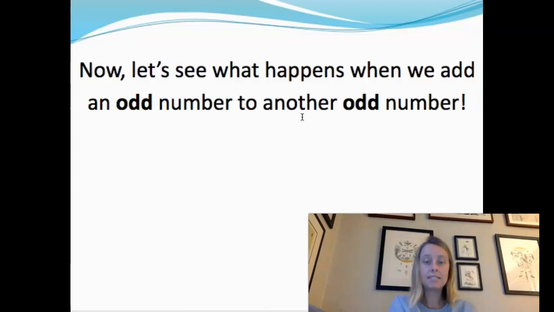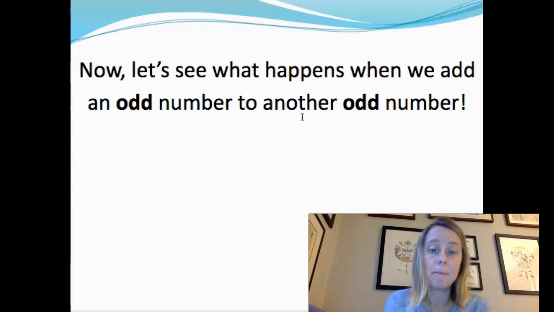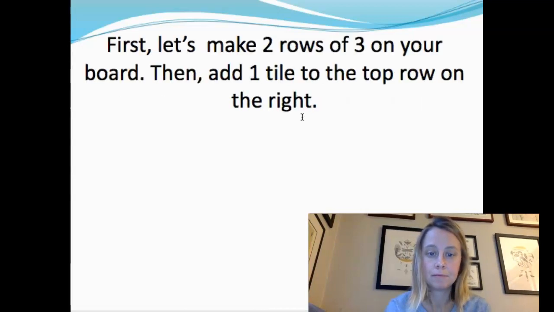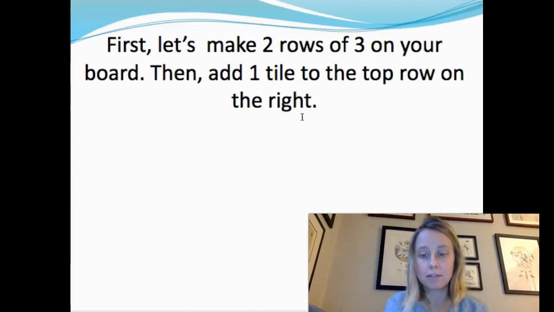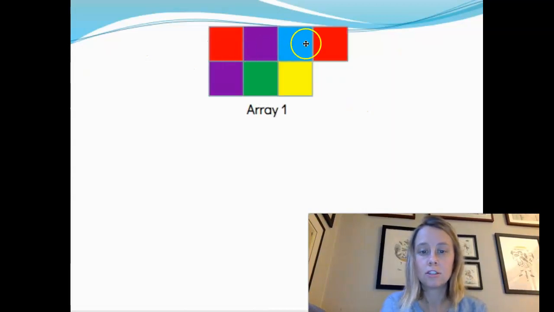Okay, last one. Let's see what happens when we add an odd number to another odd number. First, we're going to make an array with 2 rows of 3 and then add 1 tile to the top right row. So this is just like array number 2 in the last problem. It looks like this. 2 rows of 3 and we added 1 tile to the top right row for a total of 7.